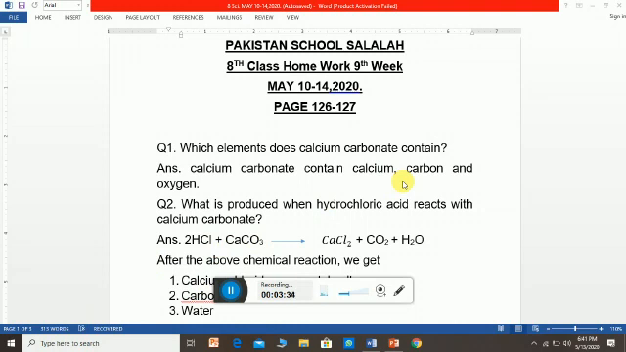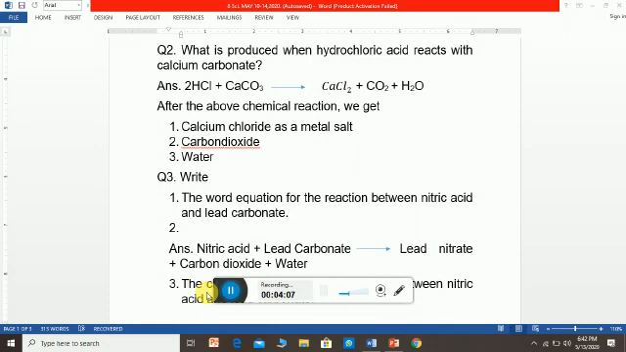Now question number 2: what is produced when hydrochloric acid reacts with calcium carbonate? This is an example of acid reacting with carbonates. When HCl reacts with calcium carbonate, it gives us a metal salt, which is CaCl2, and carbon dioxide and water as well. So the conclusion from the reaction is that calcium chloride is produced as a metal salt, carbon dioxide is produced, and water is produced during the reaction.